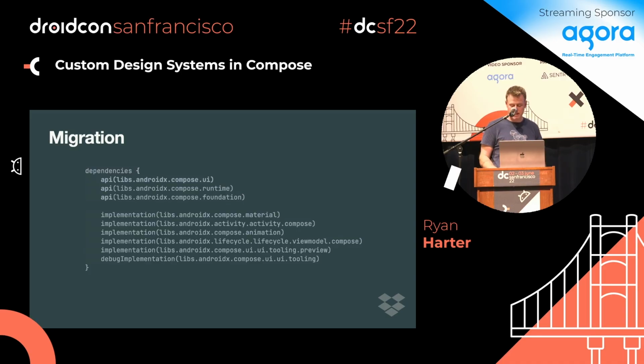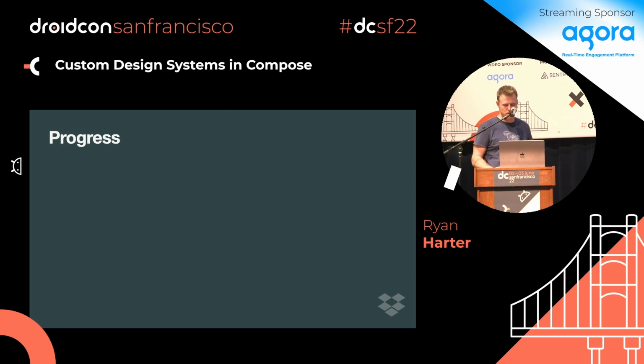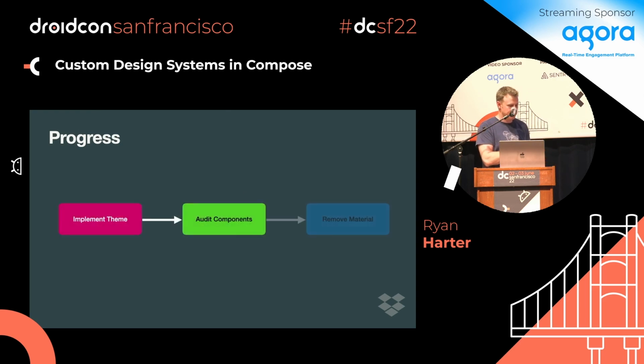So that's the plan. But where are we at right now? So to start out, this is the roadmap for this kind of thing. We have implementing our theme so that our product engineers can get started. And then we need to audit components and find out which of these components are going to be thin shims or light wrappers versus needing to implement ourselves. And then we get to that future phase, where we can remove Material and just have our custom design system. This is where we're at right now.